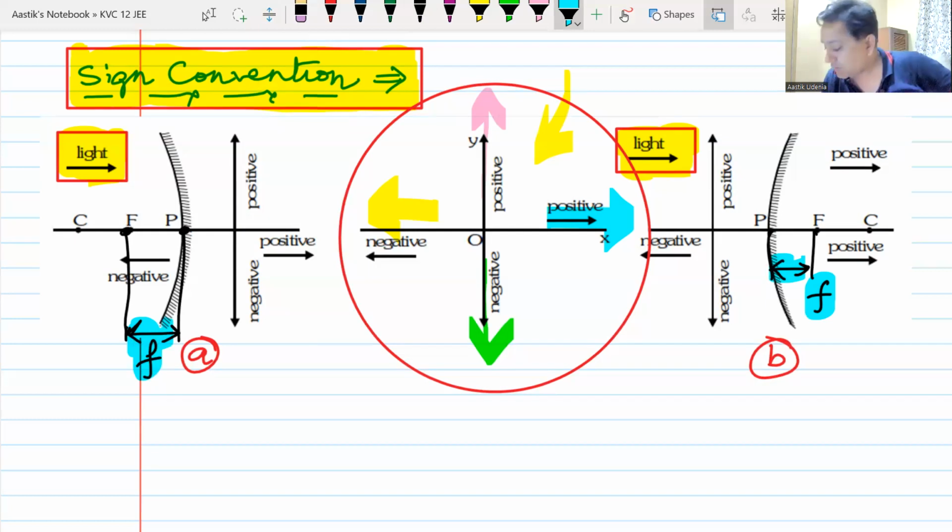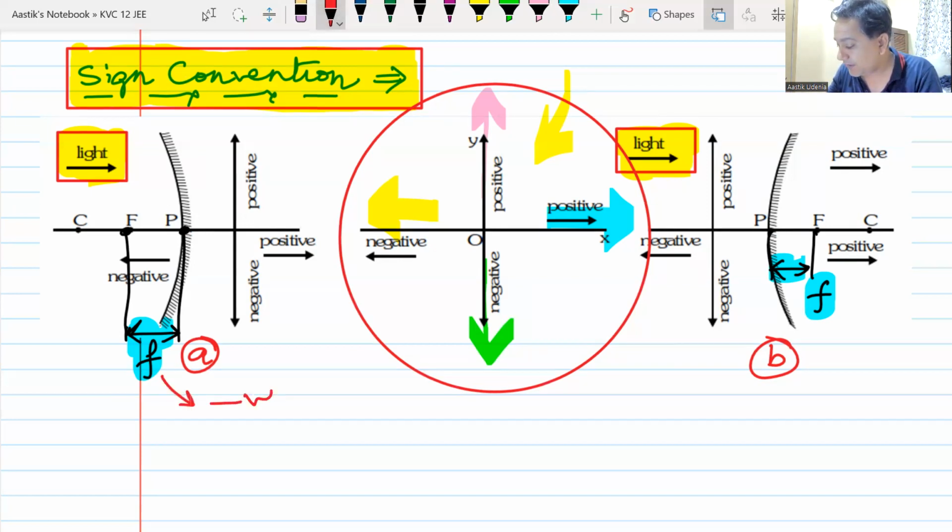Yes, sir. Now we have focal length of a concave mirror and focal length of a convex mirror. We'll have to use them with sign convention. So now, having understood the sign convention, what will be the sign of focal length for a concave mirror? What will be the sign of focal length for a convex mirror? Concave negative, convex positive. Well done.